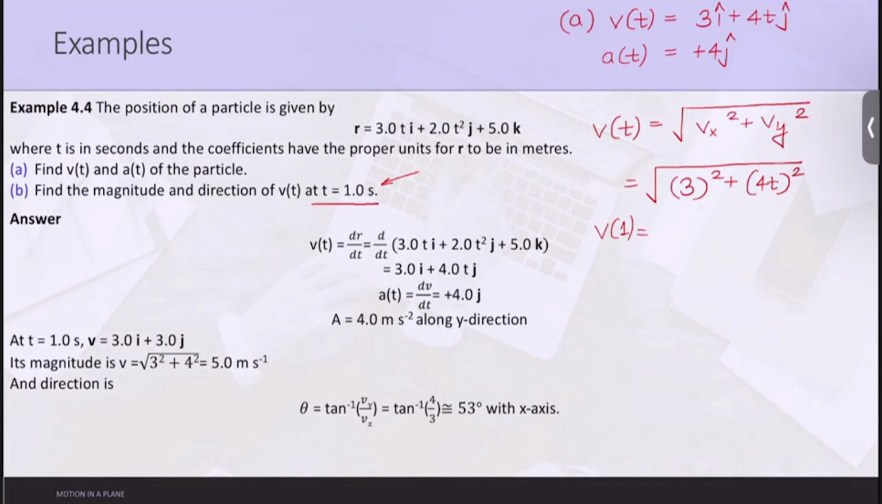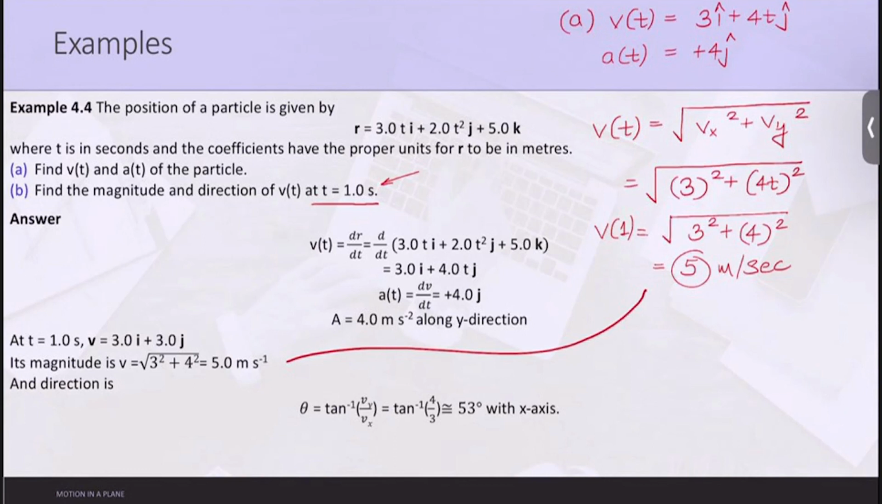So therefore, velocity at t = 1 would be the square root of 3 squared plus 4 squared. We know this is a Pythagorean triplet, and therefore we get the velocity as 5 meters per second. That is the only thing being obtained. So at t = 1 second, velocity is 3 i cap plus 4 j cap. Sorry, not 3, this will be 4. And so its magnitude is v = under root of 3 square plus 4 square, which is equal to 5 meters per second.